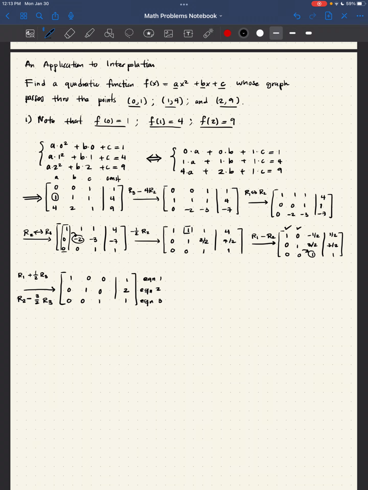But what does it mean? Well, this means that the constants a, b, c are: a is 1, b is 2, and c is 1. So we have that f of x is simply x squared plus 2x plus 1. And you can verify that this quadratic function has these 3 points as members of its graph. I hope that you like it. Take care.